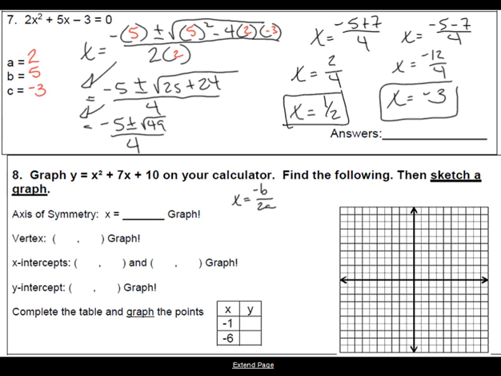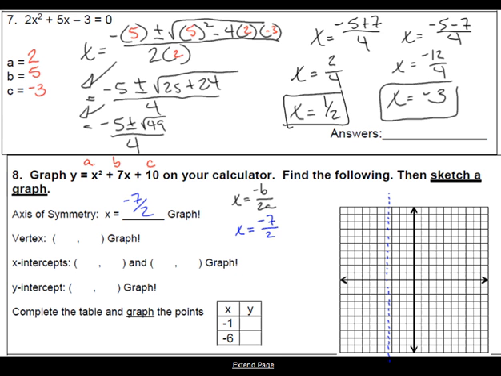So in this case, remember my A, B, and C are located here. So my axis of symmetry is going to be x equals negative 7 over 2. So negative 7 halves, which is negative 3 1/2. So if I go to the left 1, 2, 3, I put a dashed line in between the 3 and the 4 on the negative side.